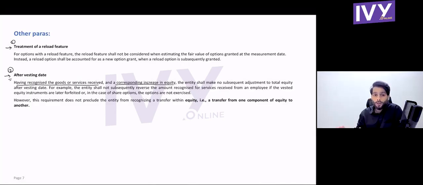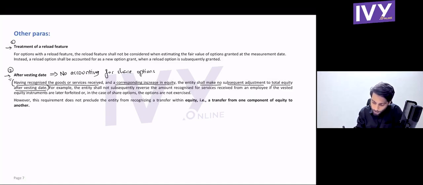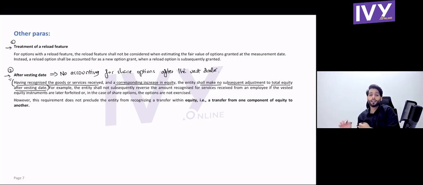So having recognized the goods or services received and a corresponding increase in equity, this means that you have made the accounting entry already. The entity shall make no subsequent adjustment to the total equity after the vesting date. This means that IFRS 2 requires that after the vesting date, there should be no accounting for share options after the vest date.